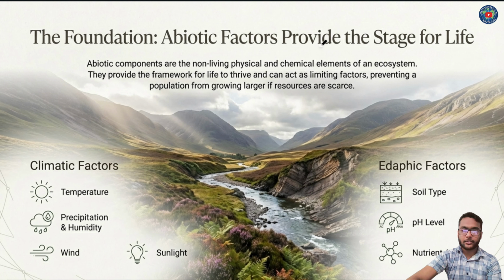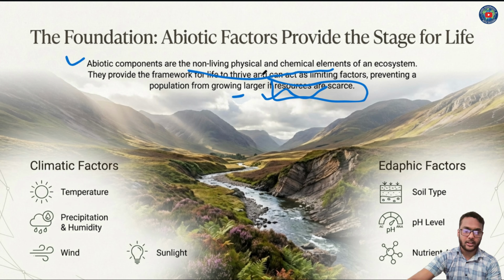The foundation: abiotic factors provide the stage for life. Abiotic components are the non-living physical and chemical elements of an ecosystem. They provide a framework for life to thrive and can act as limiting factors, preventing a population from growing larger if resources are scarce. Okay, abiotic components control the expansion of a population according to the amount of available natural resources. If the resources are limited, then ultimately it leads to a limited population, controlled by the abiotic components.